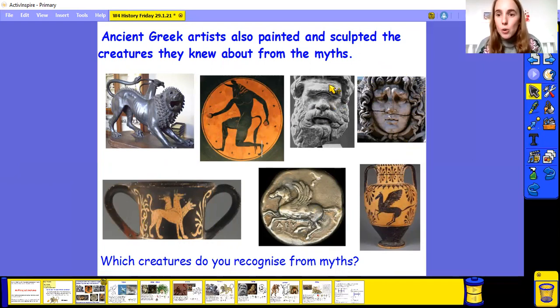I know a creature that has one eye from the myth of Odysseus. I know a creature that had snakes for hair in the myth of Perseus. Oh, in the myth of Perseus, there was also a winged horse that was born. Now, in the myth of Theseus, I'm sure there was a maze with a creature inside. So you might be seeing these creatures and thinking, oh yeah, and that is exactly what the ancient Greeks did.